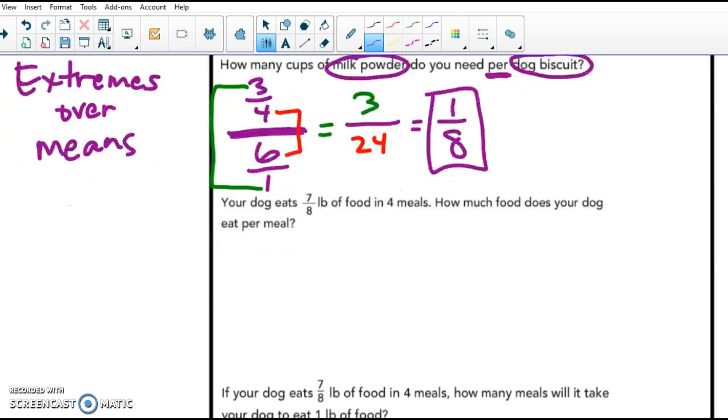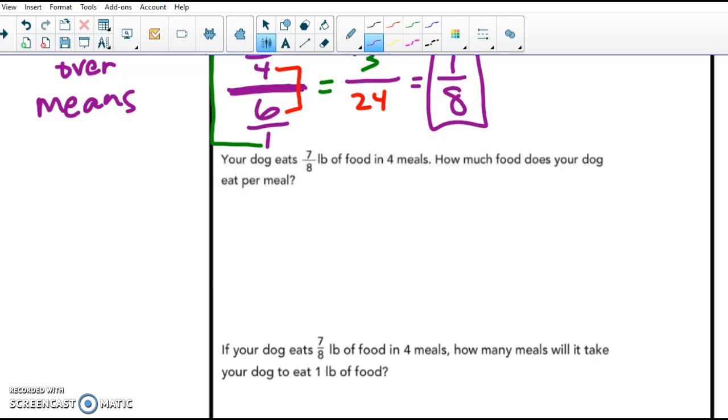All right, let's try that again on the second problem. Your dog eats 7/8 pounds of food in 4 meals. How much food does your dog eat per meal? So I'm going to do food per meal. So 7/8 pound of food per 4 meals. I want to use extremes over means because it's so easy and I can usually do it in my head. But first I need to make the second term of my ratio a fraction. So I'm going to put it over 1.